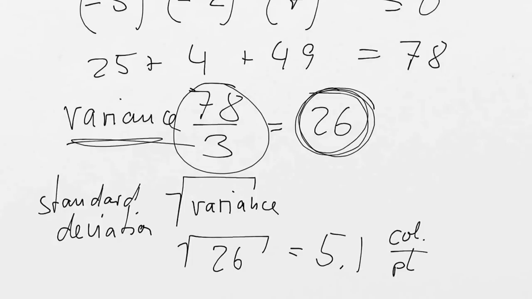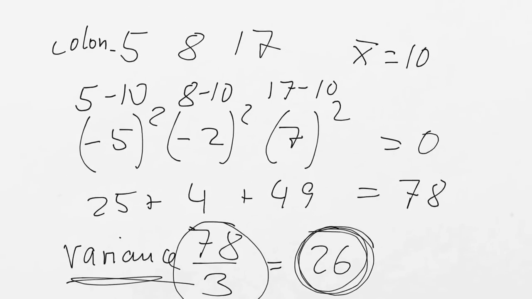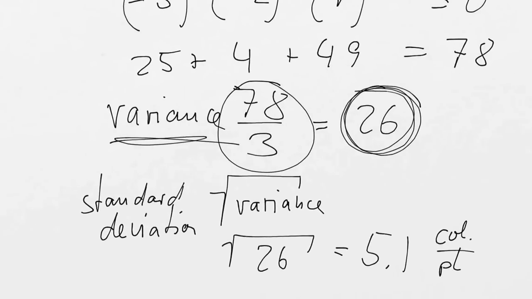5, 8, and 17. That's, if you like, my population of the data. That's my population of this result. So that would be the descriptive statistics.